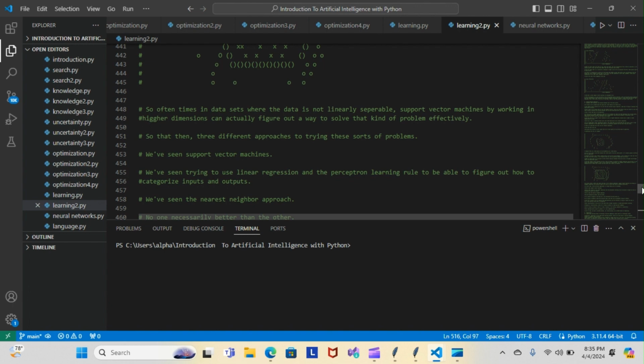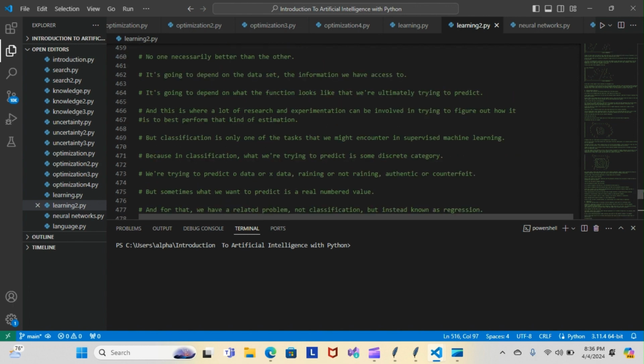And so that's three different approaches to these sorts of problems. We've seen support vector machines, we've seen trying to use linear regression and a perceptron learning rule to figure out how to categorize inputs and outputs. We've seen the nearest neighbor approach. No one is necessarily better than the other. It's going to depend on the data set, the information we have access to, what the function looks like, and what we're ultimately trying to predict. This is where a lot of research and experimentation can be involved in trying to figure out how it is best to perform that kind of estimation.